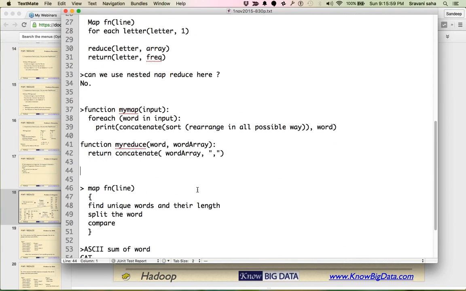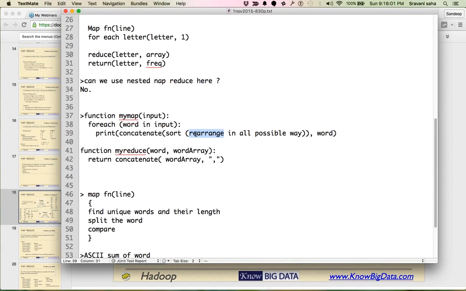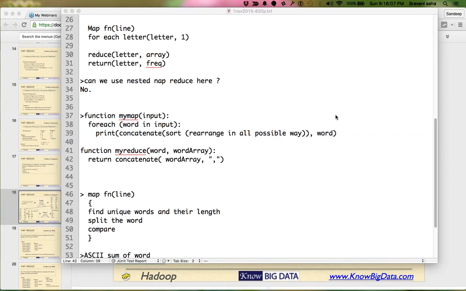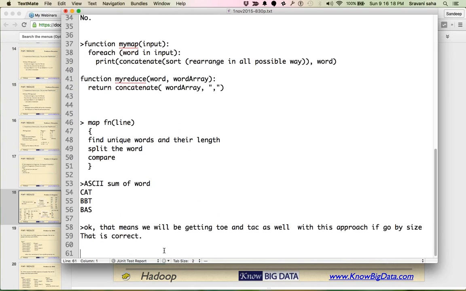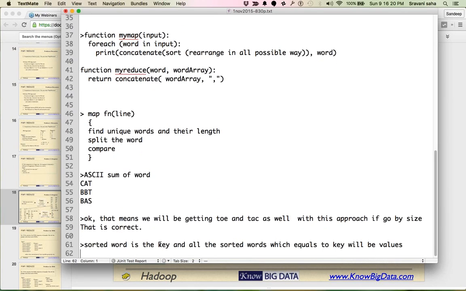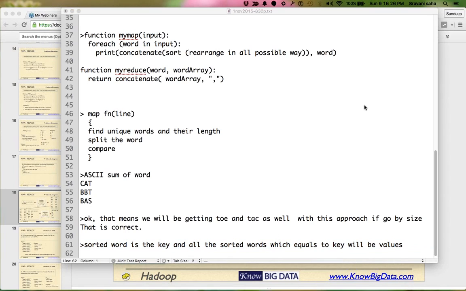No, this is not correct. So this is Pawan's approach, and it is the one I'm going to take. Sort the word to make the key, and all words whose sorted form equals the key will be grouped together.